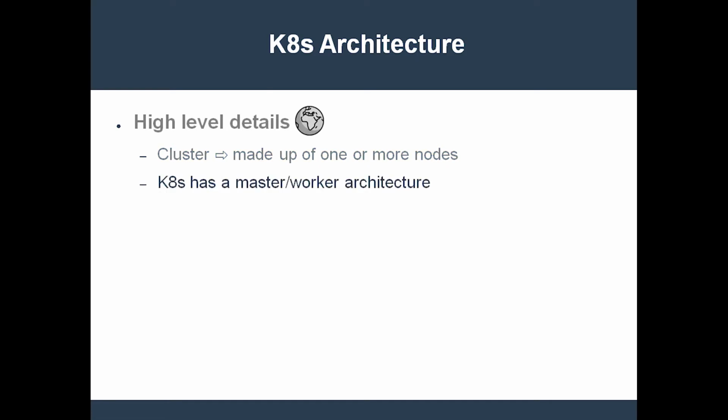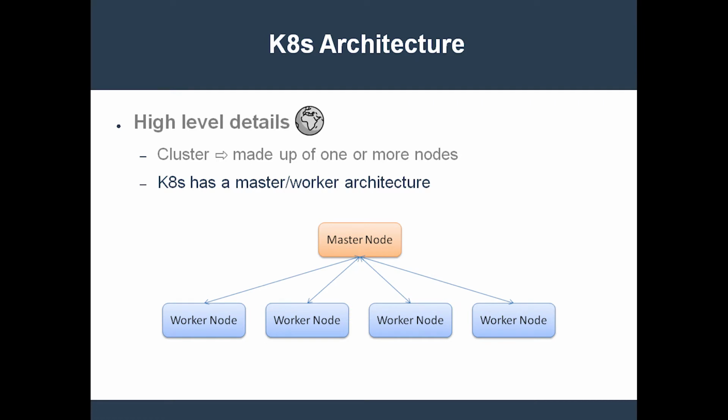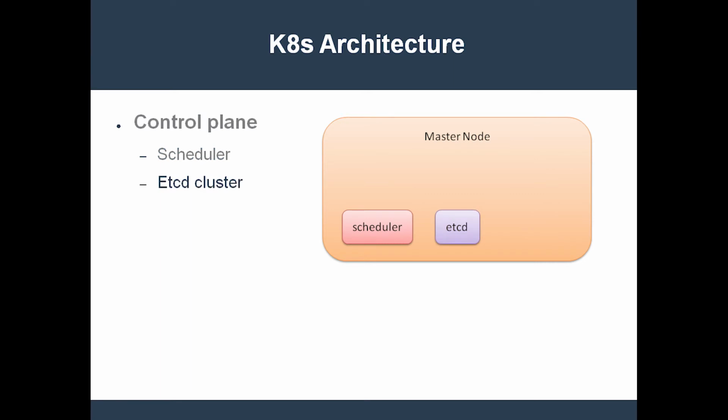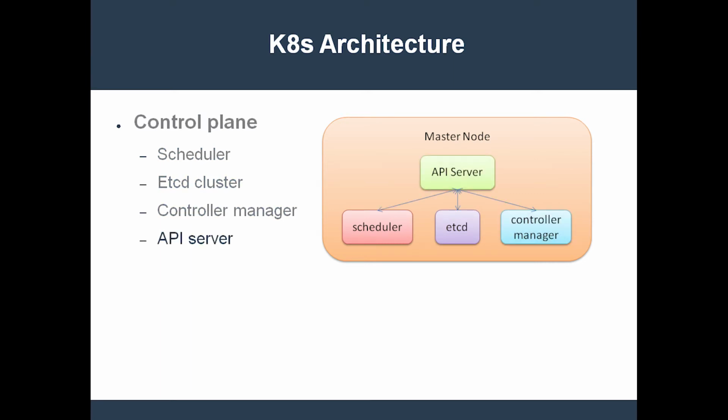Kubernetes has a master worker architecture, roughly speaking. A master node hosts the master processes which manage and control the cluster. On the other hand, worker nodes host application containers. The control plane is the set of four master processes. They are a scheduler, an etcd cluster, a controller manager, and an API server.